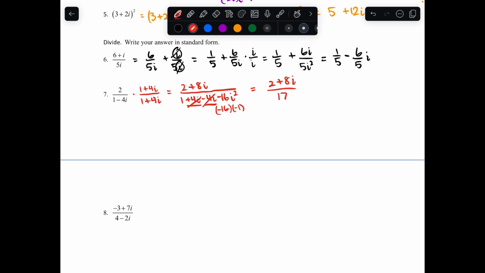Now we're super close to being done. This isn't technically in the form of a plus bi. To write this in standard form, we have to separate this into two different fractions. This becomes 2 over 17 plus 8 over 17 times i. And that is our final answer.